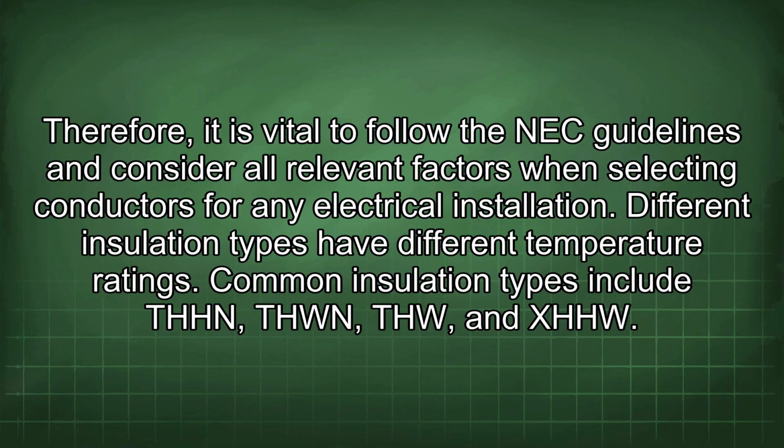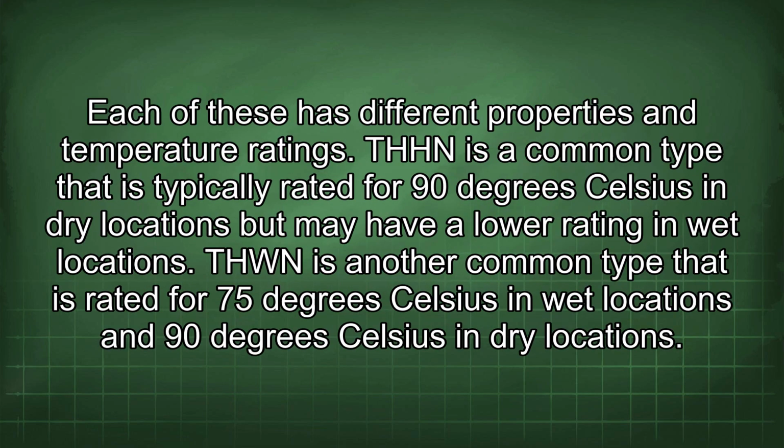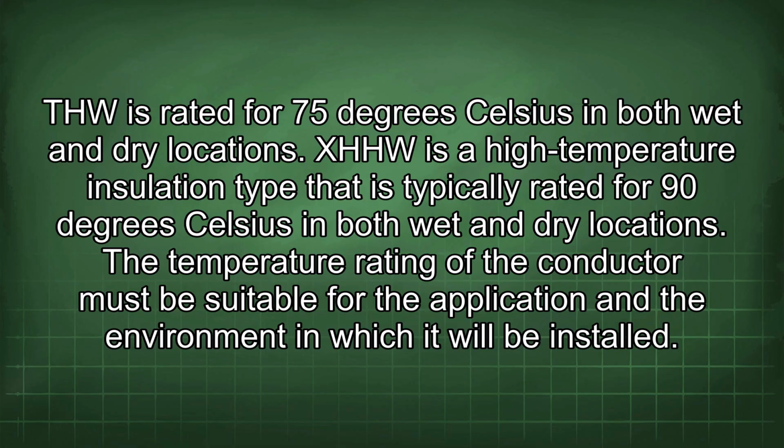Common insulation types include THHN, THWN, THW, and XHHW. Each of these has different properties and temperature ratings. THHN is a common type that is typically rated for 90 degrees Celsius in dry locations but may have a lower rating in wet locations. THWN is another common type that is rated for 75 degrees Celsius in wet locations and 90 degrees Celsius in dry locations. THW is rated for 75 degrees Celsius in both wet and dry locations. XHHW is a high-temperature insulation type that is typically rated for 90 degrees Celsius in both wet and dry locations.